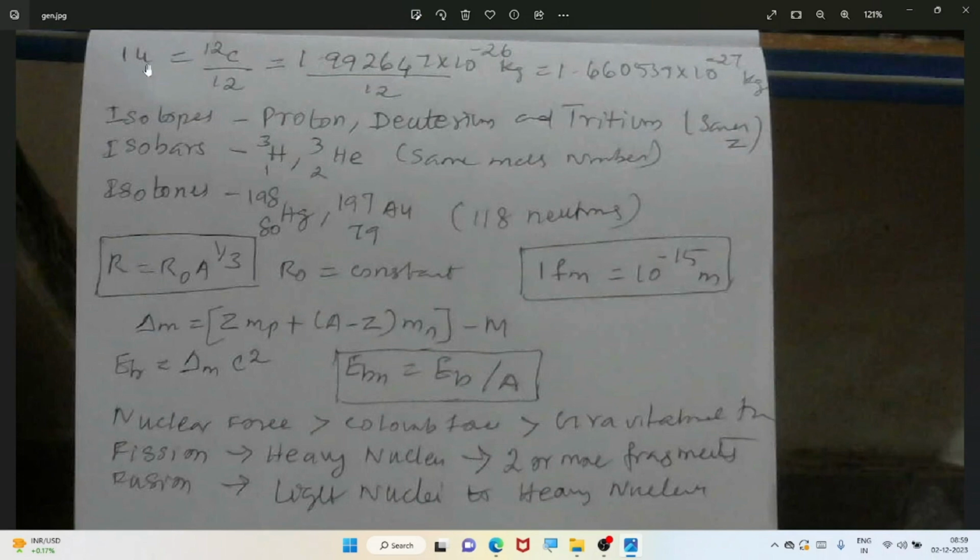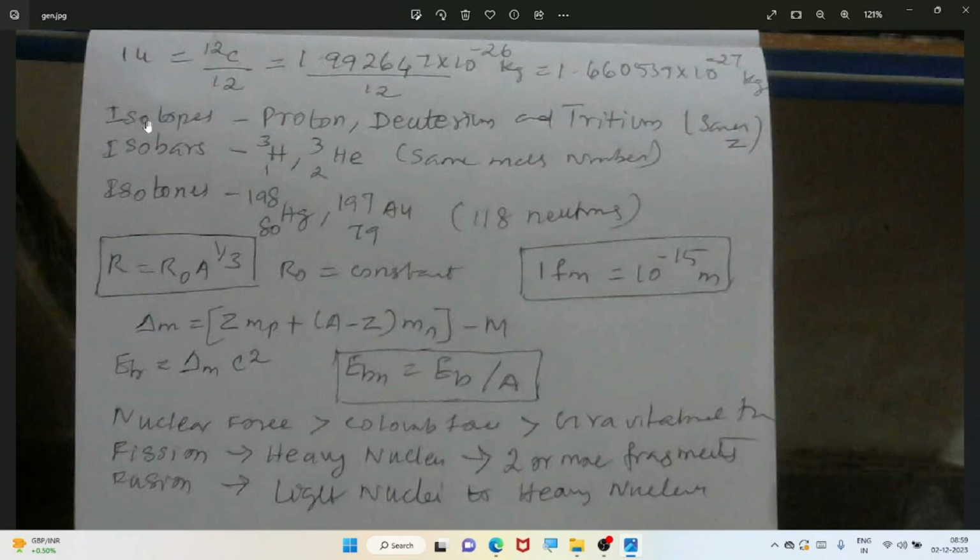One atomic mass unit, 1 u, is equal to 1/12 of the atomic weight of the carbon-12 isotope. Carbon exists in different isotopes, so we take C-12 and divide by 12. In kilograms, 1.66 × 10^-27 kg is equal to one atomic mass unit.